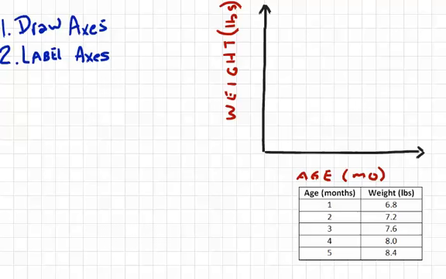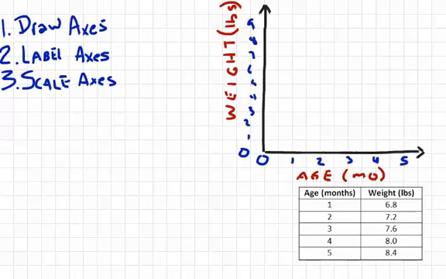The next step in creating a graph is to scale the axes. Scaling the axes means to put a number line on the axis so that you can form the basis of where you're going to be plotting those points. So in this case, the age goes from 0 to 5, and the weight goes up to 0 to about 8.4, or is about 0 to 9. So we scale them like this.